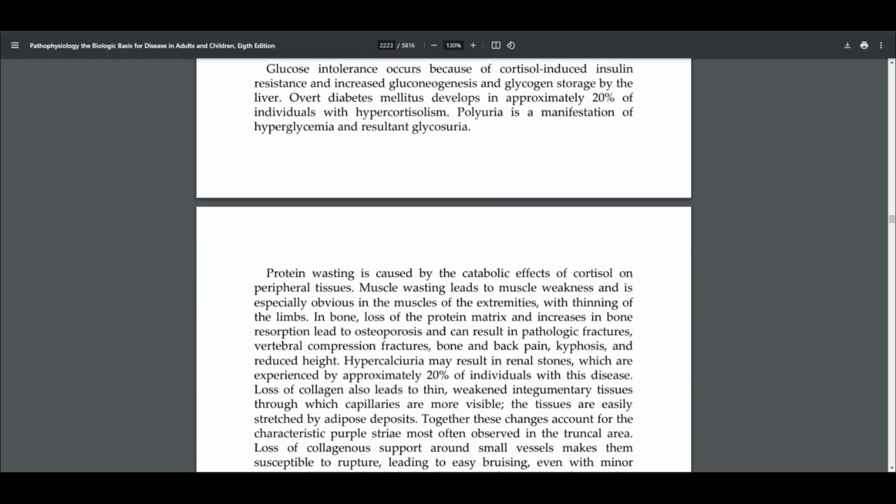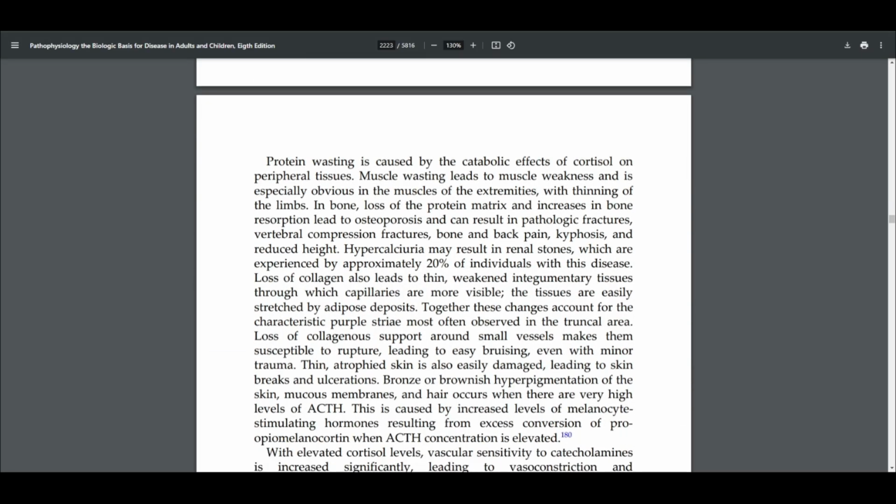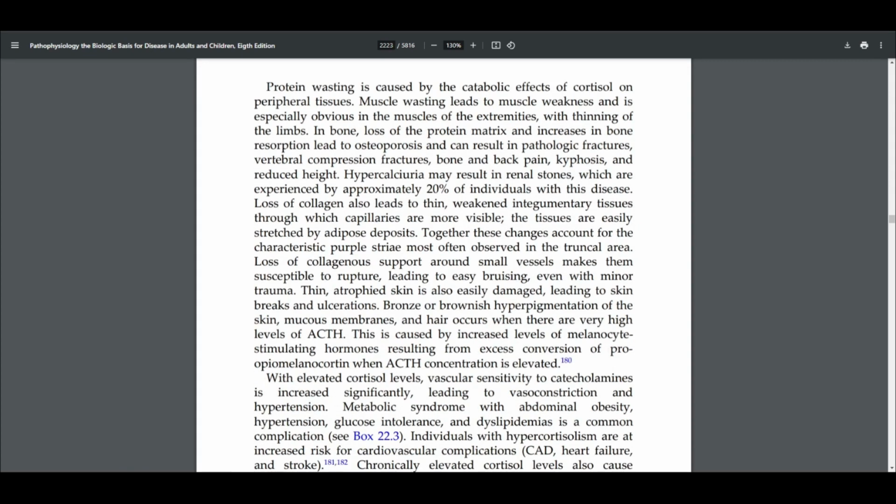Protein wasting is caused by the catabolic effect of cortisol on peripheral tissues. Muscle wasting leads to muscle weakness and is especially obvious in the muscles of the extremities. The thinning of the limbs.